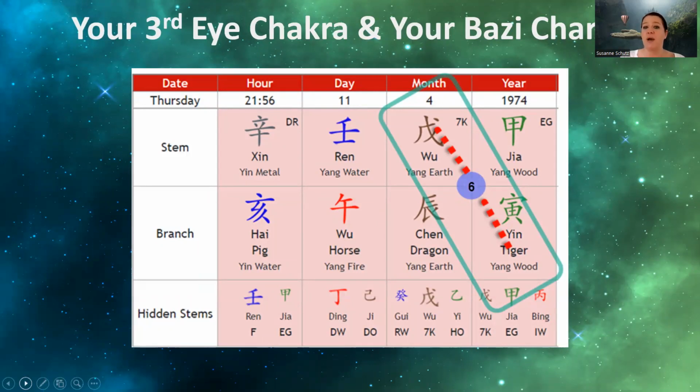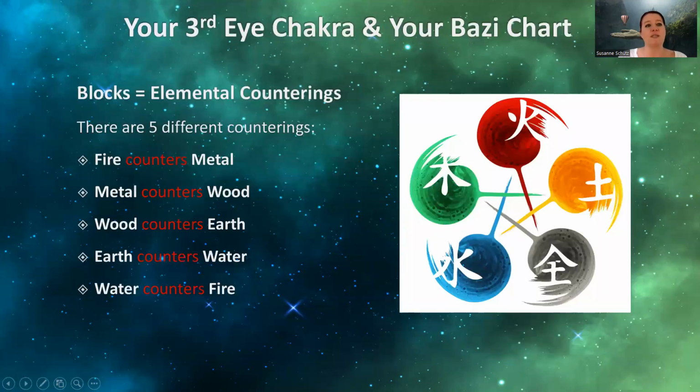In all the other circumstances, you will have to check whether you have a countering relationship between these two elements, the top stem element and the bottom branch element. And here is how you see a chakra block. Chakra block is indicated by an elemental countering, and there are only 5 types of counterings. If one is fire and the other one is metal, then you have a countering. If one is metal, the other one is wood, this also indicates a countering. If one is wood and the other one is earth, that's a countering.